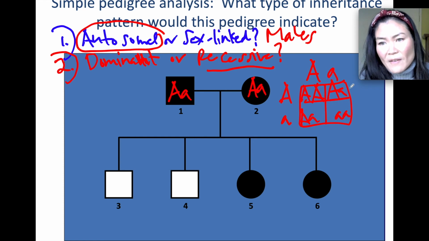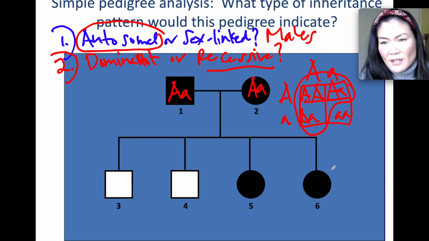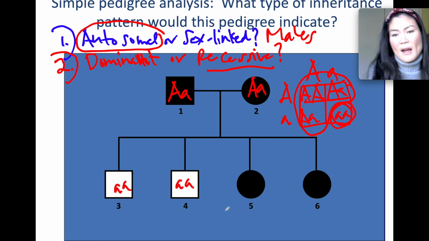There's a 75% chance of showing this dominant trait, okay? And it just so happens that 2 out of the 4 kids, every time they have a kid, there's a 75% chance of having a kid with the dominant trait. And then the recessive trait are these kids. They just happen to not have the trait, okay?